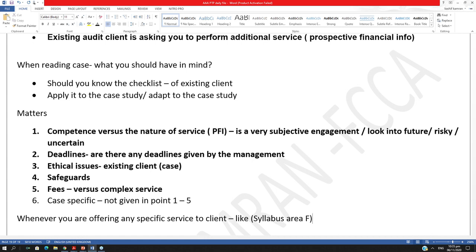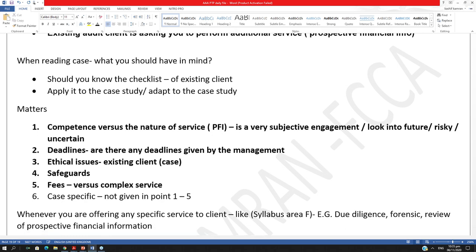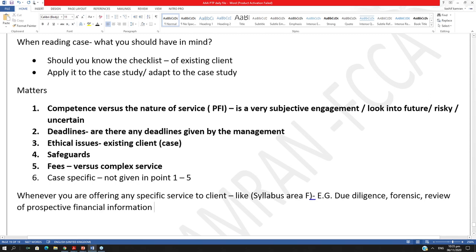So whenever you're offering any specific service to a client, like the one in the syllabus area F, for example, due diligence review. If a question comes on due diligence, if a question comes on forensic, which has already come, or if a question comes on review of prospective financial information, any three of them, right? Now, which one we have in September 18? In September 18, we have review of prospective financial information, right? So when you're offering any specific service to a client, the three, only the three, right? Will you remember the three for the exam paper?